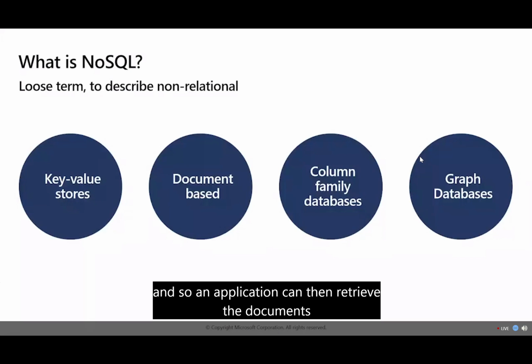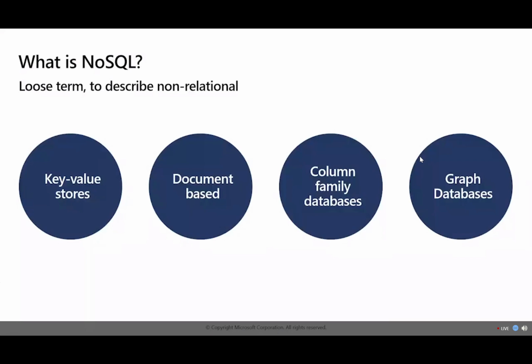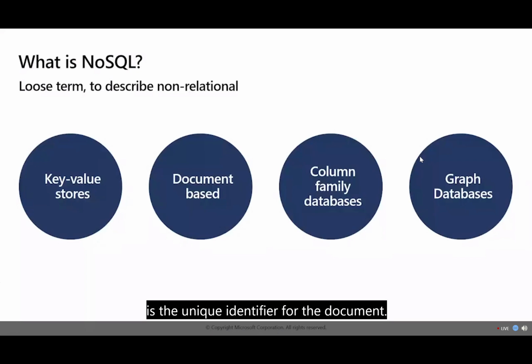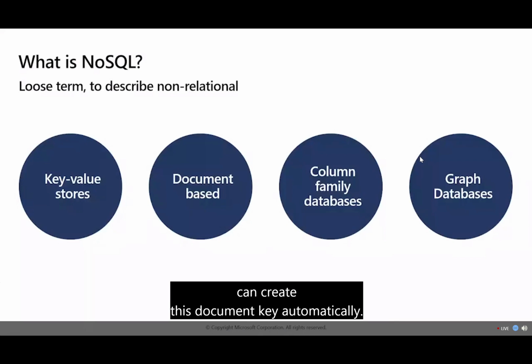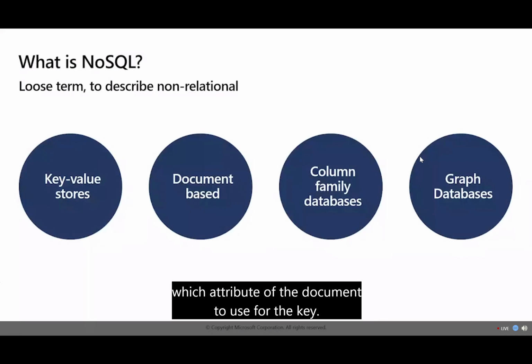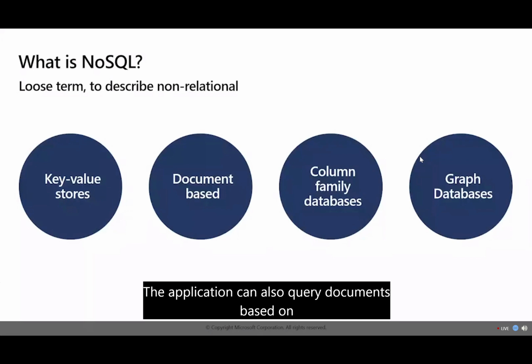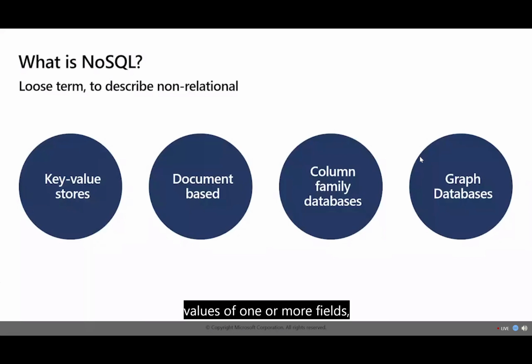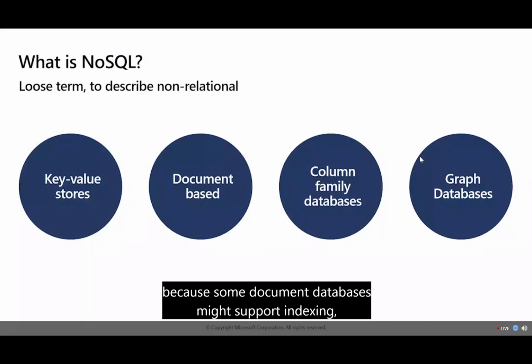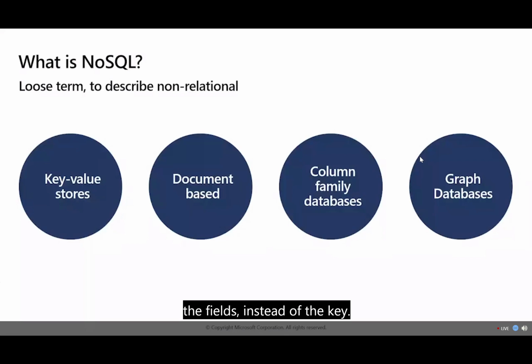And so an application can then retrieve the documents by using the document key, and this key is the unique identifier for the document. So some document databases can create this document key automatically. Others might require you to specify which attribute of the document to use for the key. The application can also query documents based on values of one or more fields, because some document databases might support indexing to facilitate this fast lookup of documents based on the fields instead of the key.